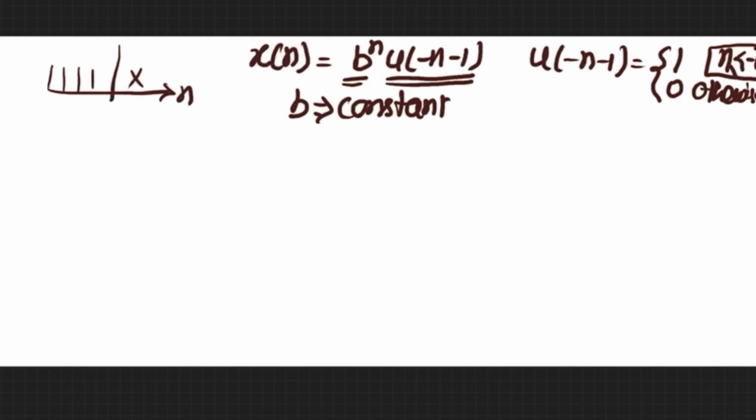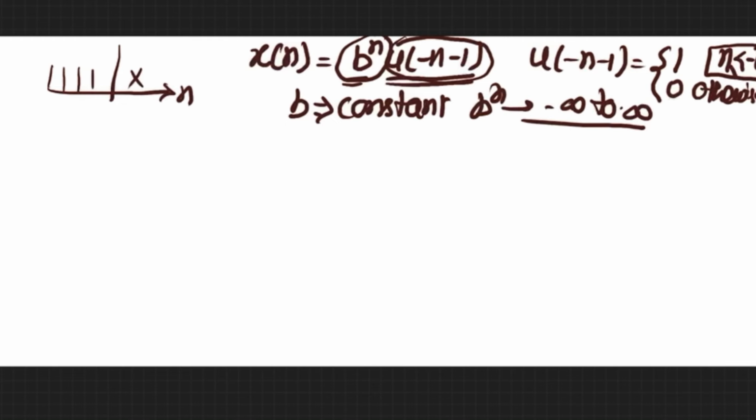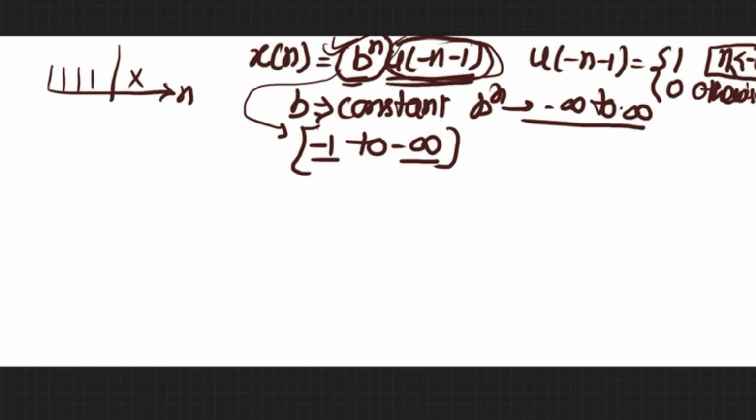So b to the power n will exist from minus infinity to plus infinity, but we are multiplying this with u[-n-1]. So the whole signal will exist from minus 1 to minus infinity, because we are multiplying b to the power n with u[-n-1].